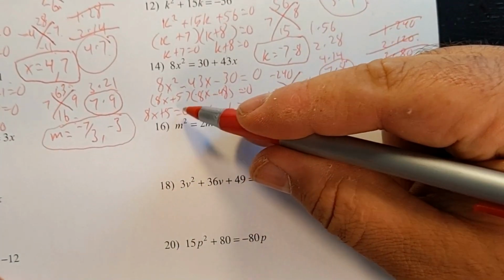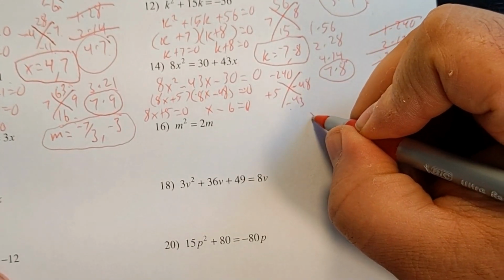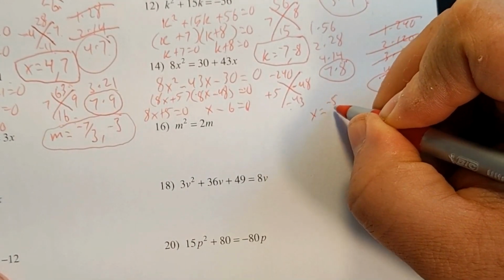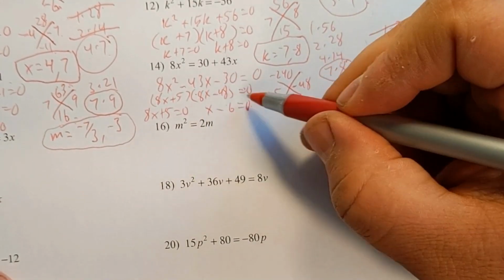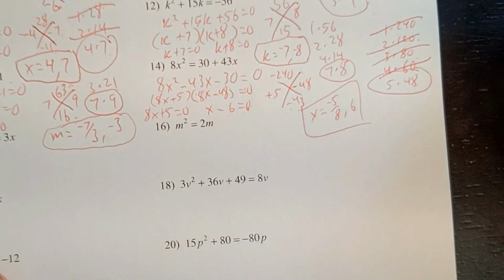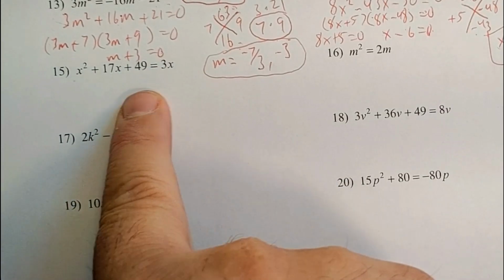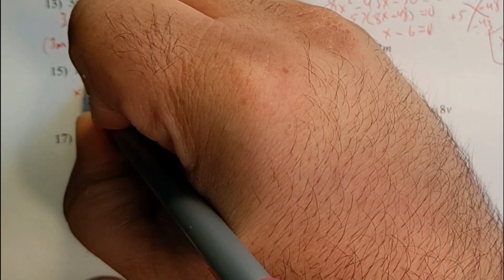And then now you set them equal to 0, now you can solve them. So 8x plus 5 equals 0. When you work that out, you're going to find negative 5/8. And then when you add 6 on this other equation, you're going to get a positive 6. And those would be your two terms. This 3x, if we subtract it from the 17x, is going to give us a 14x.